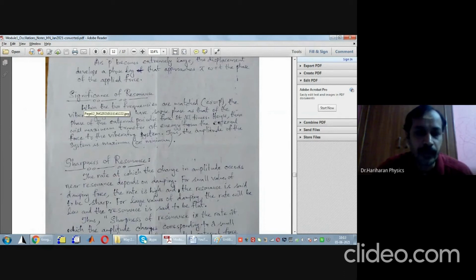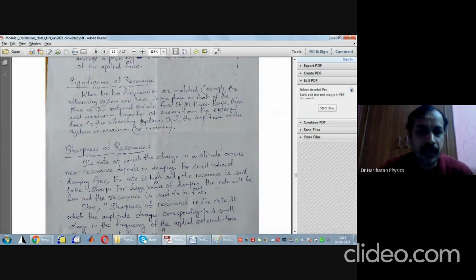When the applied frequency matches the natural frequency of vibration, there will be a maximum transfer of energy between the applied force and the vibrating system. Therefore, the vibrating system is going to vibrate with a large amplitude. Okay, that is done.